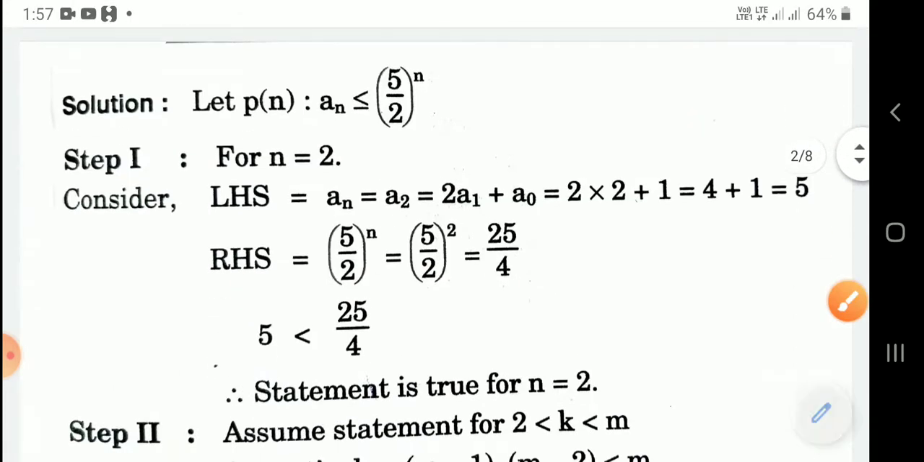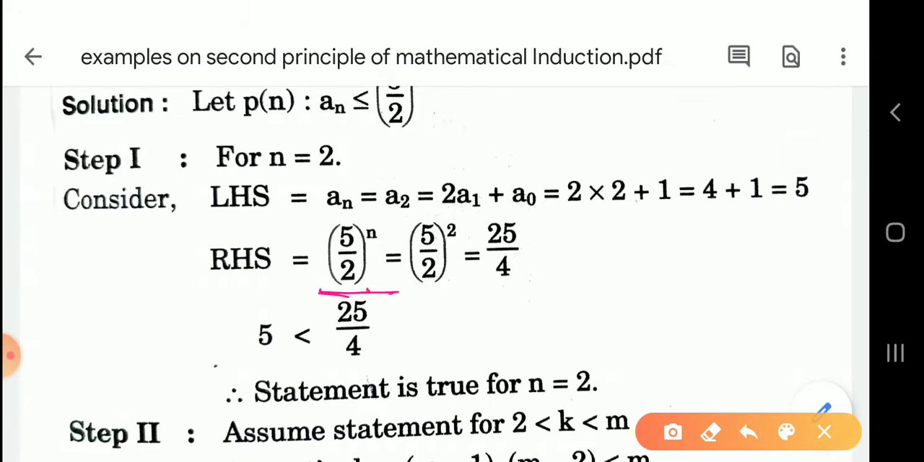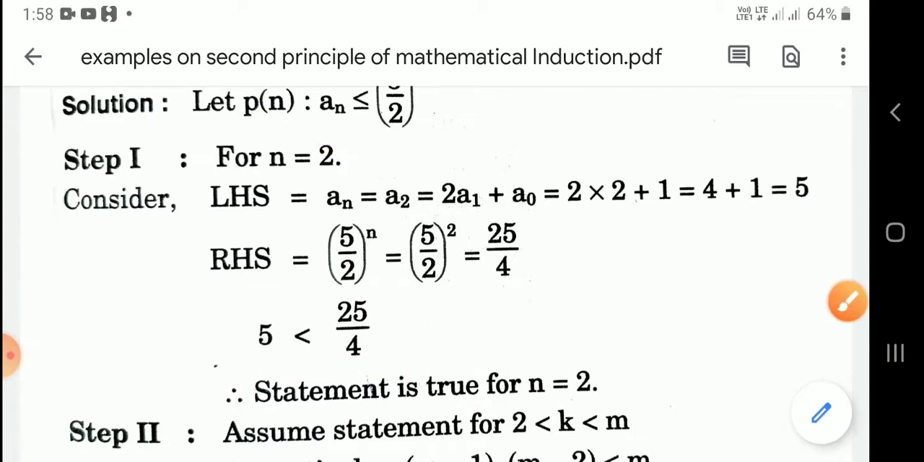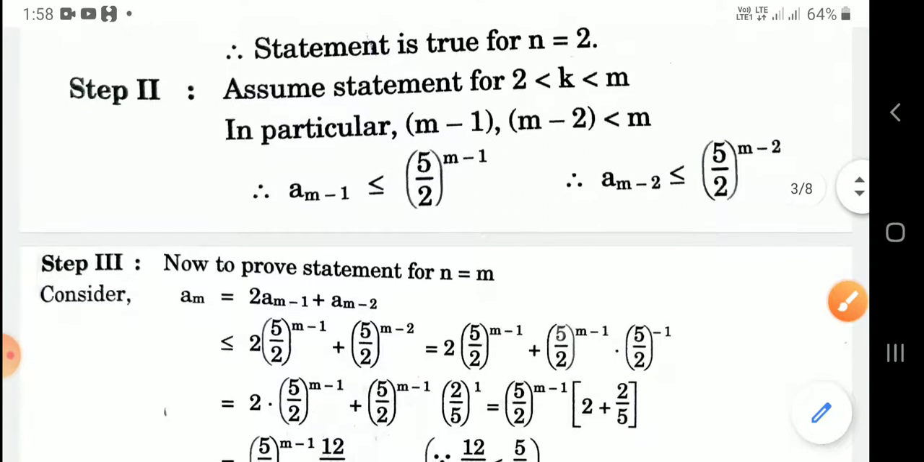Now our RHS is 5 upon 2 raised to n. The value of n is 2, that means 5 upon 2 squared. 5 squared is 25, 2 squared is 4, so 25 by 4. So 5 is less than 25 upon 4. This value is approximately 6 point something, and our LHS value is 5. That means our LHS is less than RHS. That means our statement is true for n is equal to 2. So we have cleared the first step.